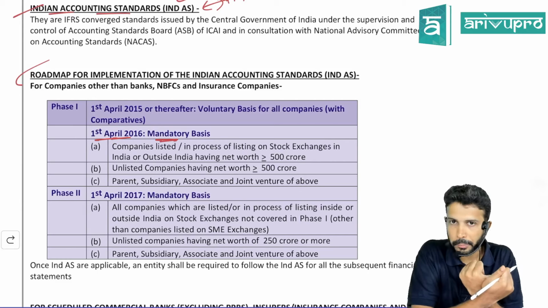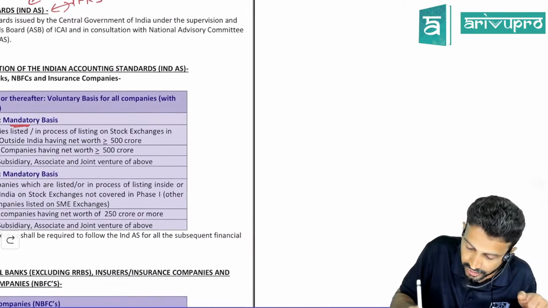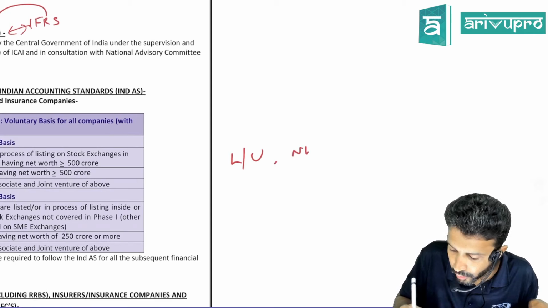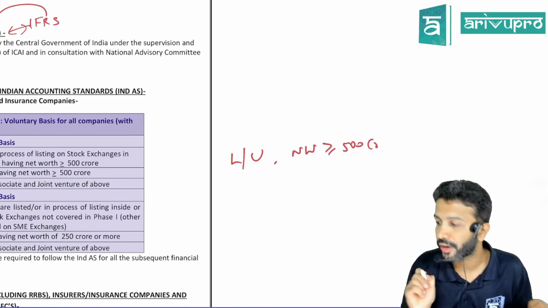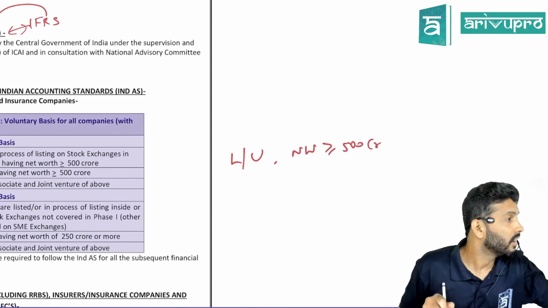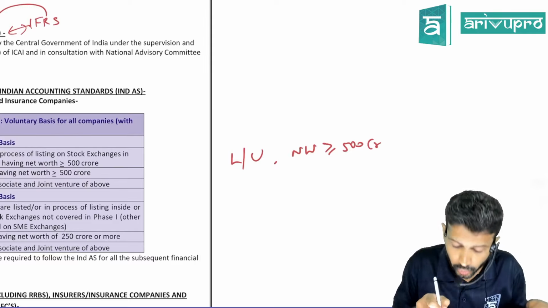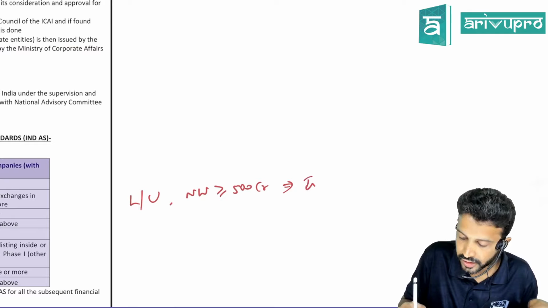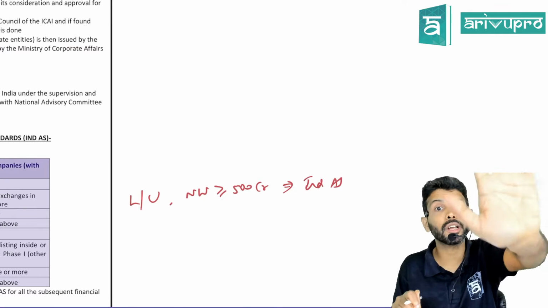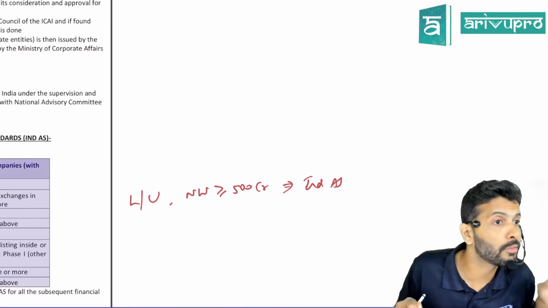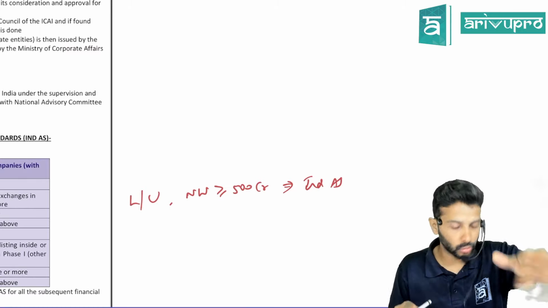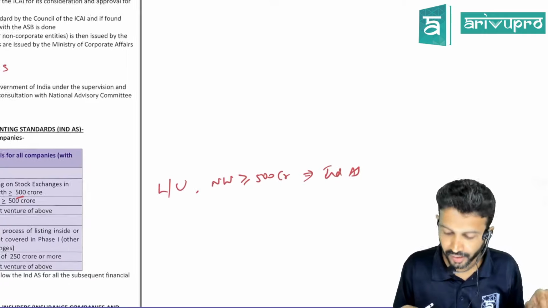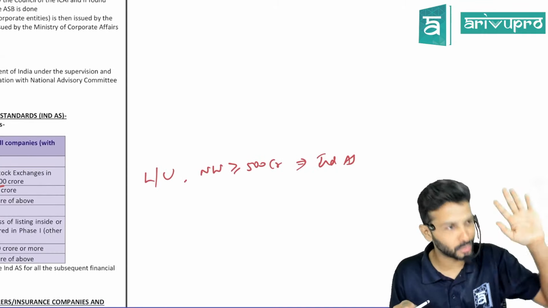Whether it's a listed company or an unlisted company, if their net worth is greater than or equal to 500 crore, all such companies have to compulsorily apply Ind AS. Accounting Standards are not applicable. They have to compulsorily follow Ind AS. Same thing is there in CA Final also. Learn this. Next topic over.